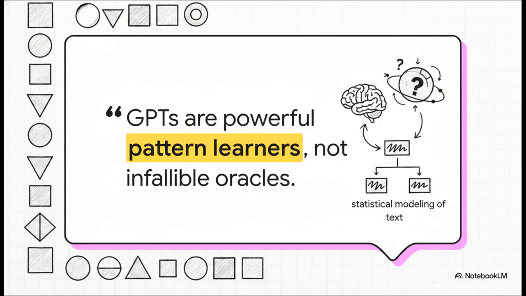Which brings us to an incredibly important framing from our source material. GPTs are powerful pattern learners, not infallible oracles. We have to always remember that despite feeling like actual magic sometimes, these systems lack grounded, real-world knowledge. They aren't thinking like human beings. They are merely modeling the statistical patterns of human text.